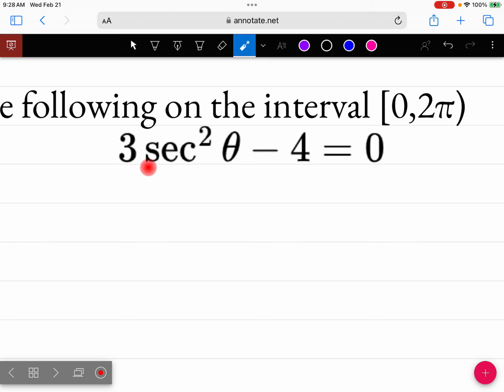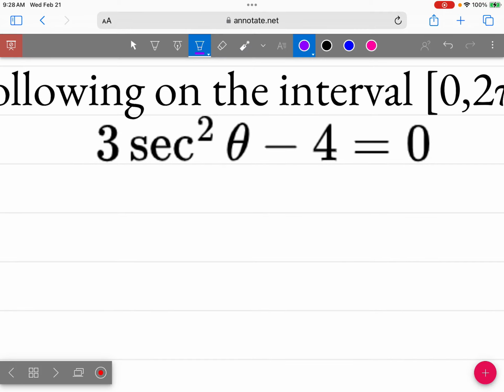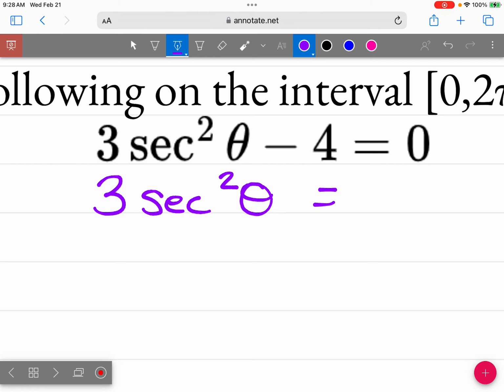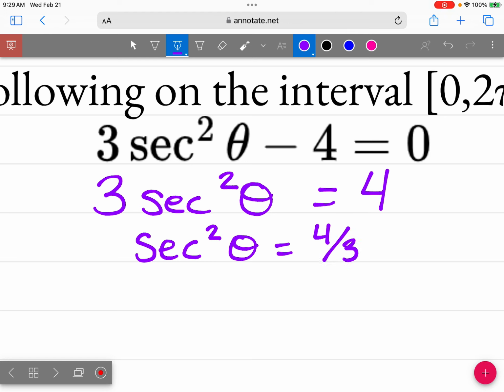So what we want to do is isolate our trig function, just like we've been doing. So what's our instinct here? Add 4. That's going to give me 3 secant squared of theta equals 4. Divide by 3. So it gives me secant squared of theta equals 4/3.